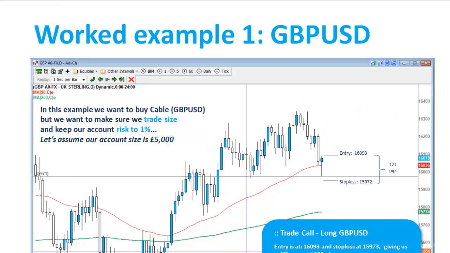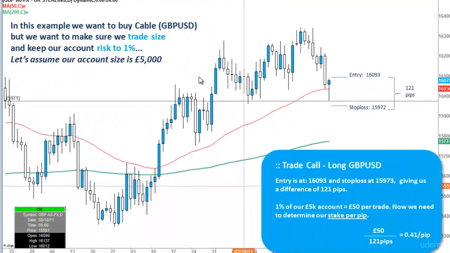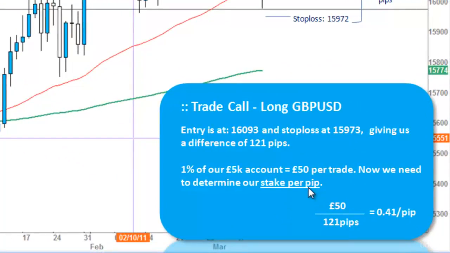So let's take pound dollar, affectionately known as cable. In this example, we've got an entry at 1.6093, just above the high of this low test bar. We'll discuss low test bars a little bit later on in the program. And we've got a stop loss at 1.5972. We've got a difference of 121 pips between our entry and our stop loss, and we've got a £5,000 account. So, with our 1% per trade risk, we don't want to risk any more than £50. So we divide that 1%, £50, by 121 pips to give us 41 pence per pip.